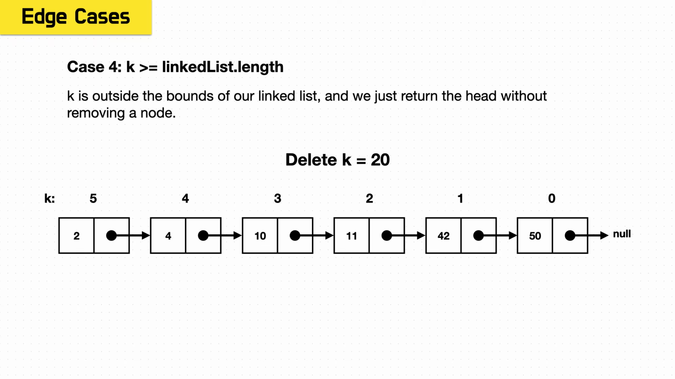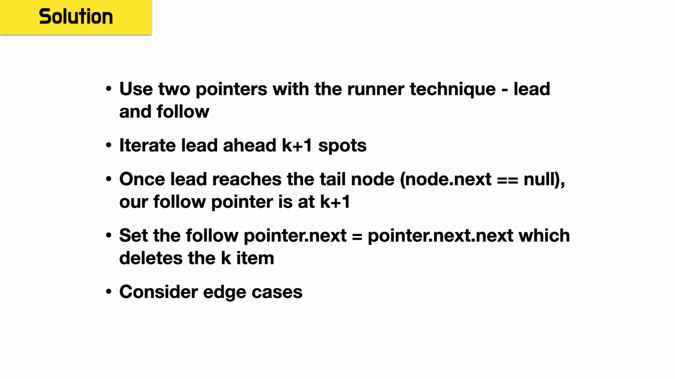The final case is where k is greater than the length of our linked list. If this happens, then we simply return the exact same linked list without any modifications. And that's our logic. So we're using 2 pointers, doing something called the runner technique, where we have a lead pointer and a follow pointer.